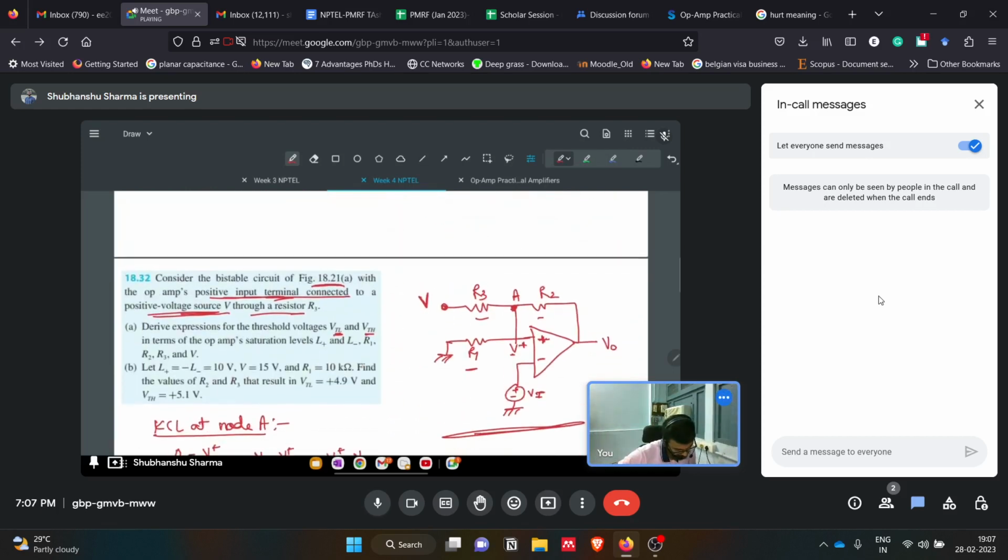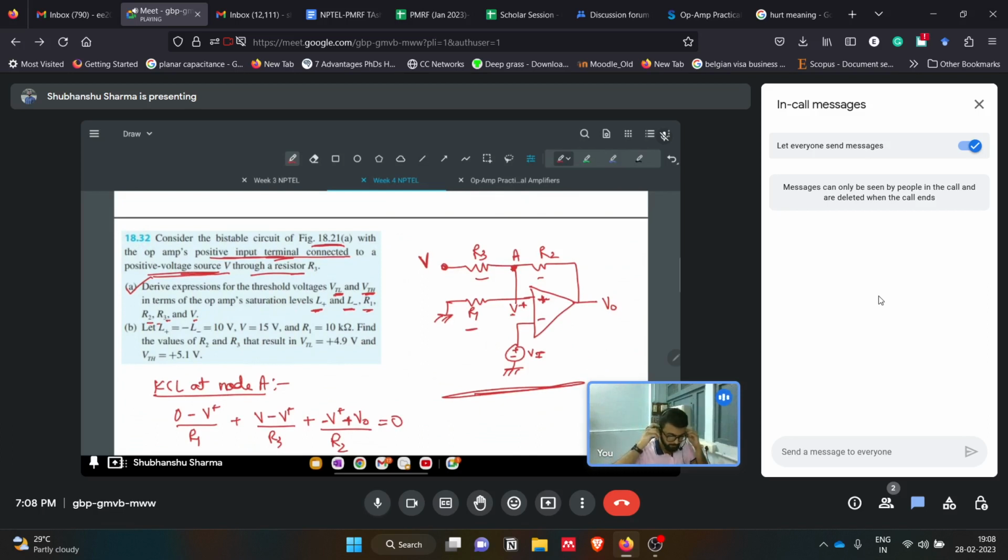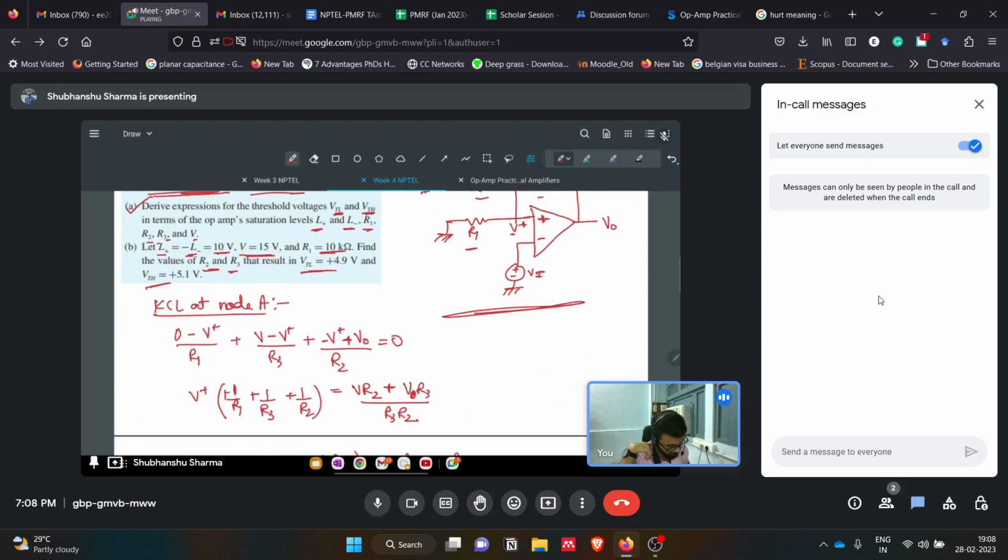Now, this is what they ask for, VTL and VTH, in terms of the saturation level and R1, R2, R3. So this part is done. Then there is another part which says let the saturation voltage be 10 volts and V is 15 volts. This V is the voltage which we gave at the non-inverting side, and R1 is 10 kilo ohms. VTL and VTH are also given. They ask what the values of R2 and R3 will be.